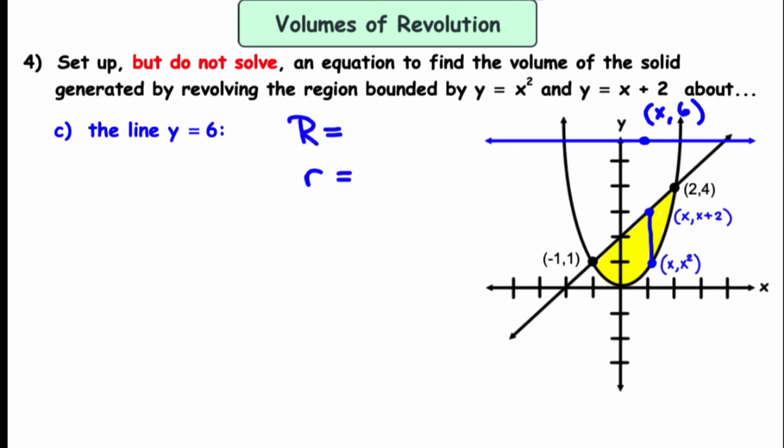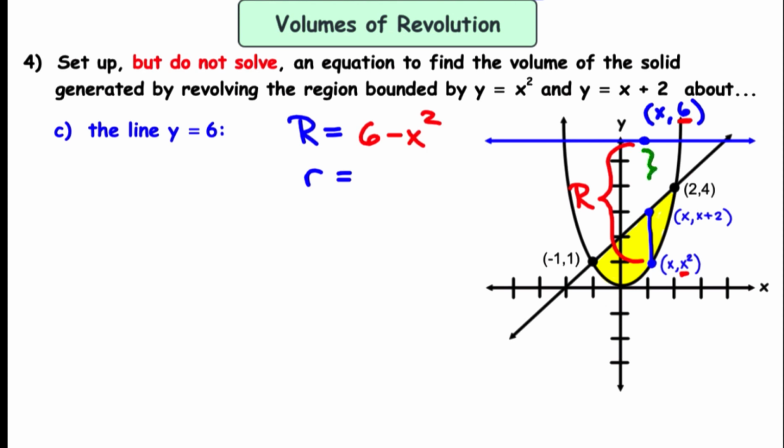The outer radius is going to be from the axis of revolution down to the farthest point, so that's capital R. Again, just use your points. That's why I love making these representative rectangles, because I can just go top minus bottom. I can go 6 minus x squared, and I don't have to outthink myself. I'm done.